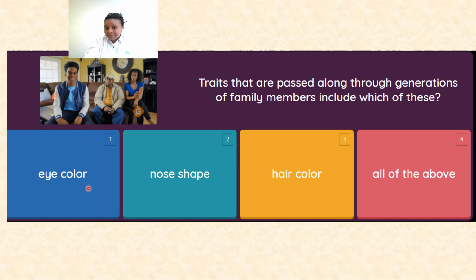Is it eye color? Yes. Is it the nose shape? Yes. Is it hair color? Yes. And all of the above. So it is all of the above. Okay, so next one.